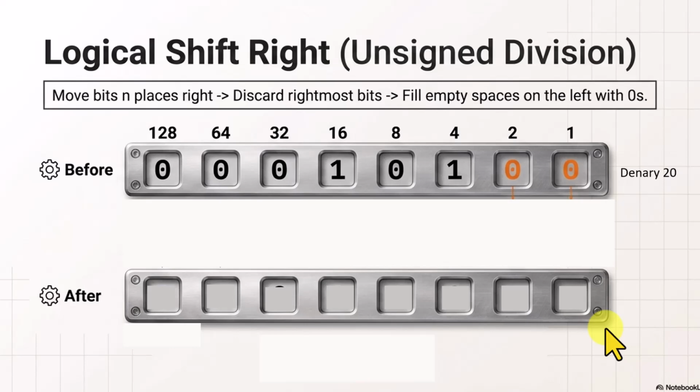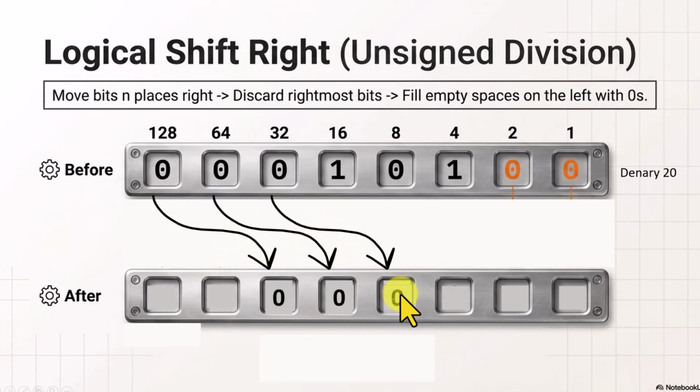Then logical shift right. Logical shift right is the same thing, only this time we are moving to the right. Move bits n places right, discard rightmost bits, the ones that get out of the register size, and fill empty spaces on the left with zeros. So see here, this is denary 20. We want to move it 2 units to the right. So the first one moves, the next one, the next one, the next one.